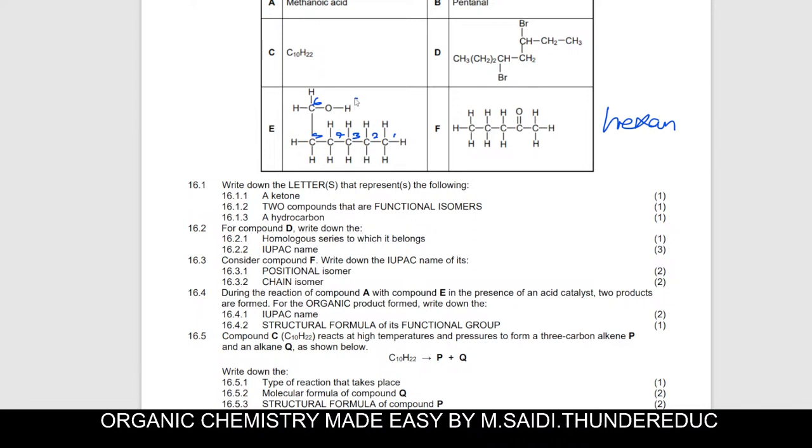Why do we say it's an alcohol? Because of this functional group. What is the position of this functional group? It is on carbon atom number 1. Why do I say it's on carbon atom number 1? Because of this. 1, 2, 3, 4, 5, 6. 1, 2, 3, 4, 5, 6 is 6.